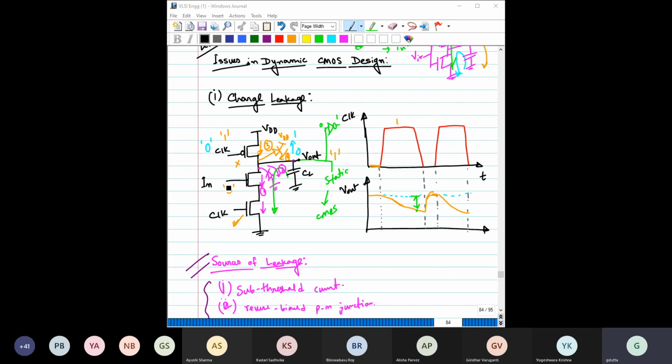For example, suppose the input is 0, then this transistor is off. So what do you expect? You expect that the charge stored here would be retained, and the voltage will not change at this output. But because of these leakage issues, we have seen that there is a possibility of charge leakage. And as a result, what will happen to this voltage? That voltage will fall, right?